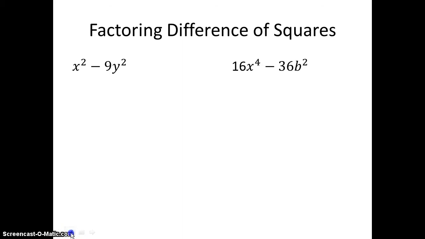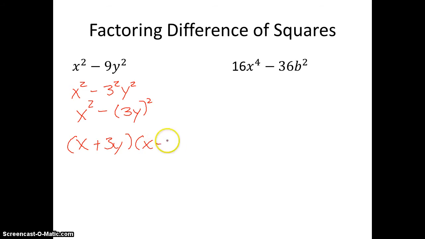Again, difference of squares. I have x squared and 9y squared. Now, these are both perfect squared terms. We could look at it just like this: 3 squared, y squared. Now, from our rules of exponents, even if we want to clear it up a little bit more, 3y squared, we could pull that squared term out. Now, our a would be our x, and our b is 3y. So it factors as x plus 3y, x minus 3y. And that's good.